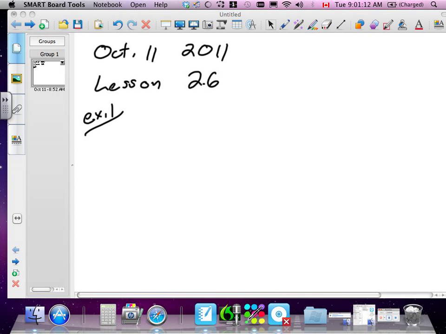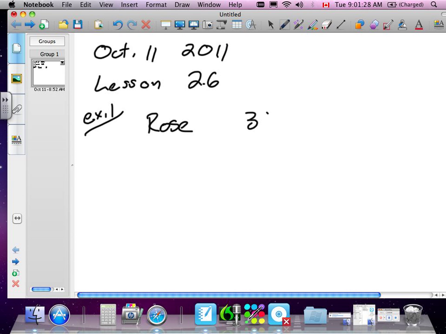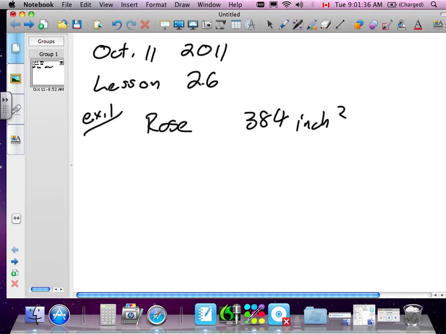So, our first question says Rosa constructs a rectangular prism using exactly 384 square inches of cardboard. So, in other words, Rosa has 384 inches squared of cardboard. So, are they working with volume or are they working with area to start with? Area. Because it's squared, we know we're working with area.